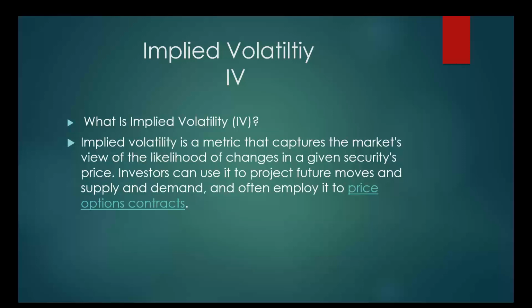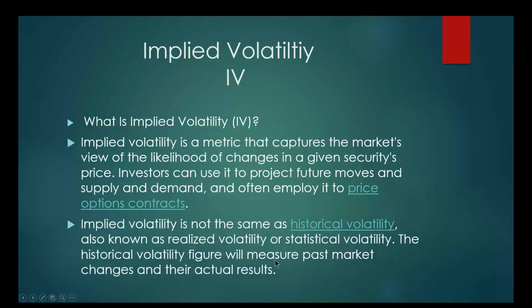Implied volatility is a metric that captures the market's view of the likelihood of changes in a given security's price between now and a certain date, and that would be the expiration date of an options contract. So implied volatility is different depending on what expiration cycle you're looking at. Investors can use it to project future moves in supply and demand, and often employ it to price options contracts. Well, always it's used to price options contracts. It's built into the Black-Scholes options model. So it's more than often, it's always.